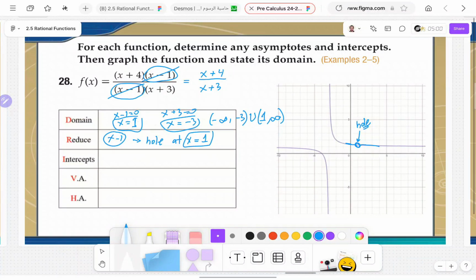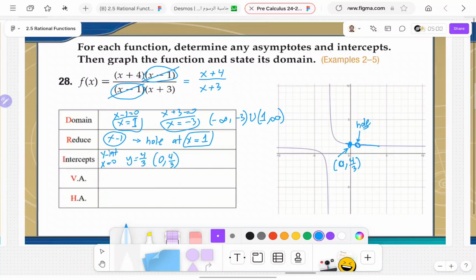Now intercepts, so let's find the intercepts. To find the y-intercept, I have to set x equals 0. So if I set x equals 0, the y-intercept is equal to 4 over 3. So that means the point 0, 4 over 3. So what is 0, 4 over 3? This is 0, this is 4 over 3. So this one here is the y-intercept, 0 and 4 over 3.